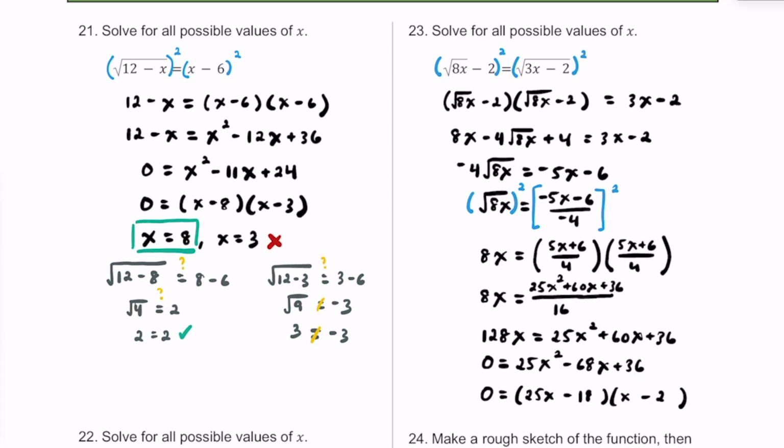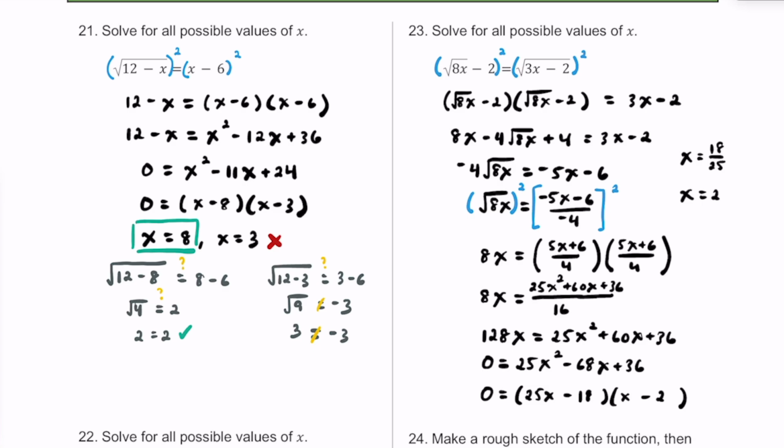So these would be the two binomials. Now, using the zero product property, what makes each of these become 0? Well, for this one, it's if x is equal to 18 over 25. So x would be equal to 18 over 25 for that one. And for this binomial, if x was equal to positive 2, then that would be another solution.